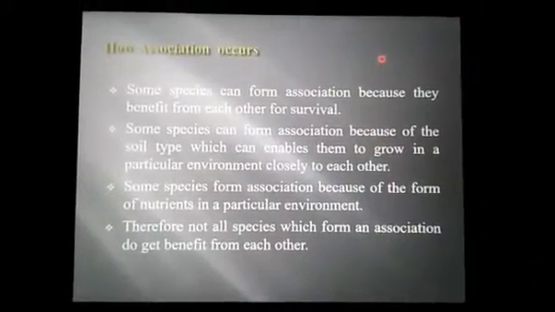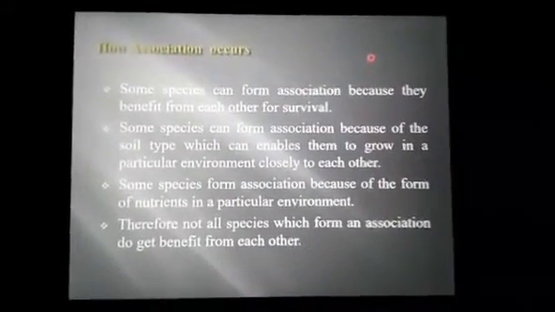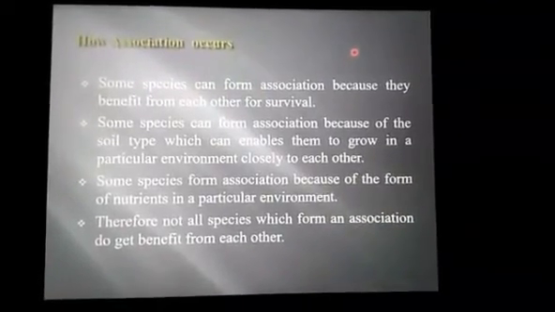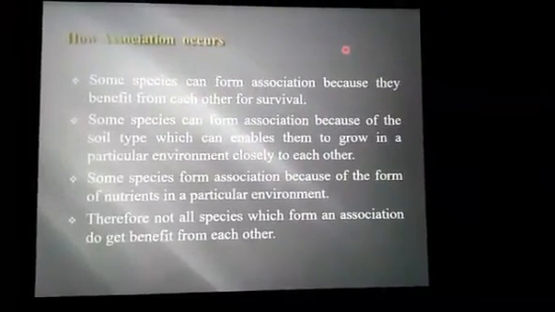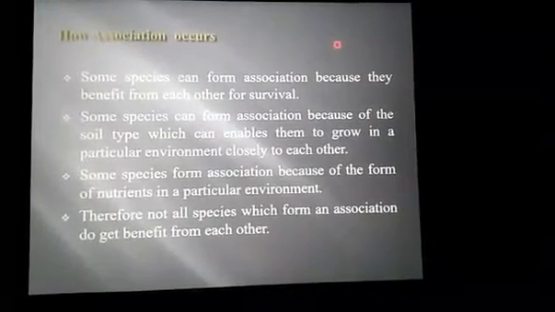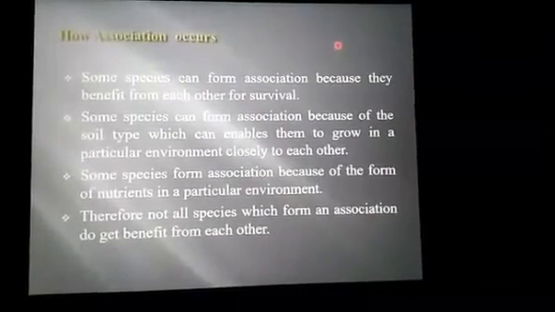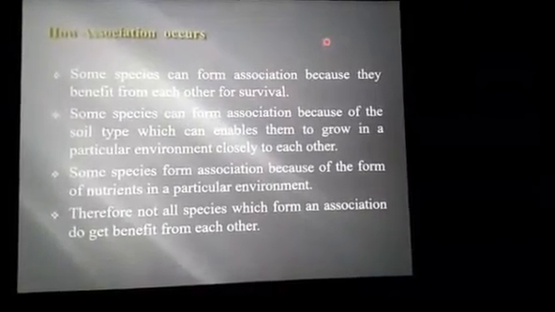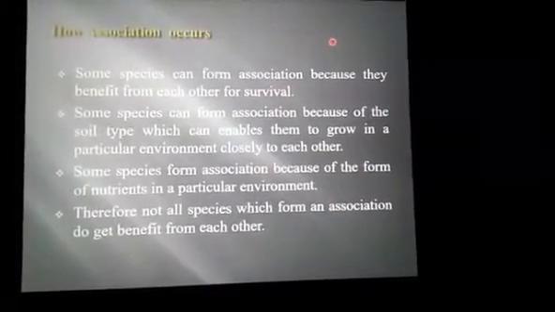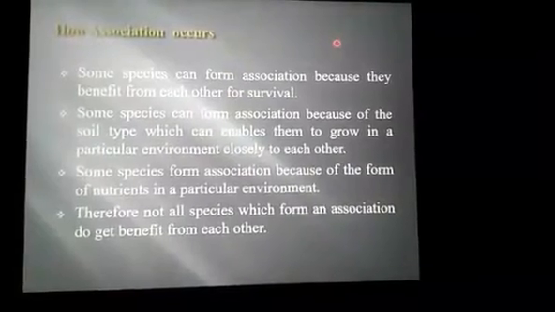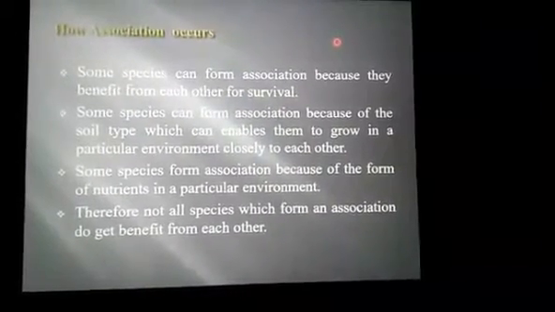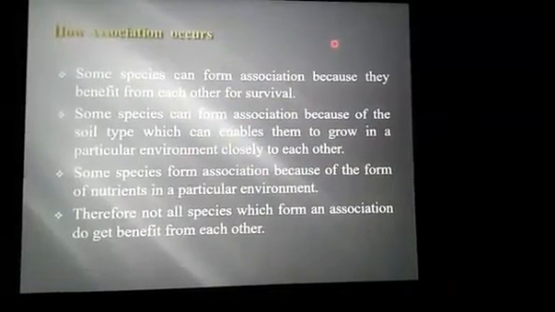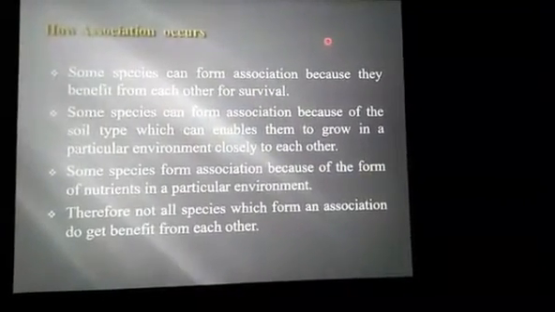So we're saying they show some association because they benefit from each other, say for survival. And then some would show some associations because of the soil type, which enables them to grow in a particular environment closely associated to each other. And then some species form association because of the nutrients, which are found in certain environments.